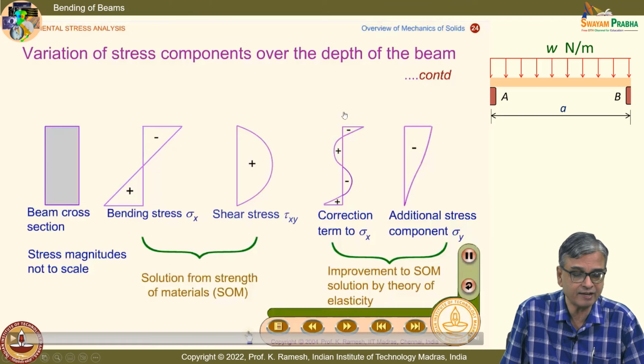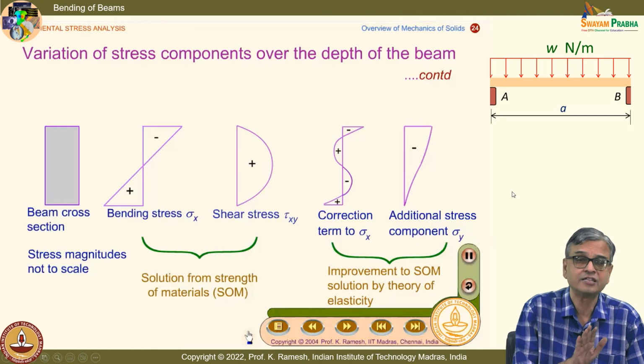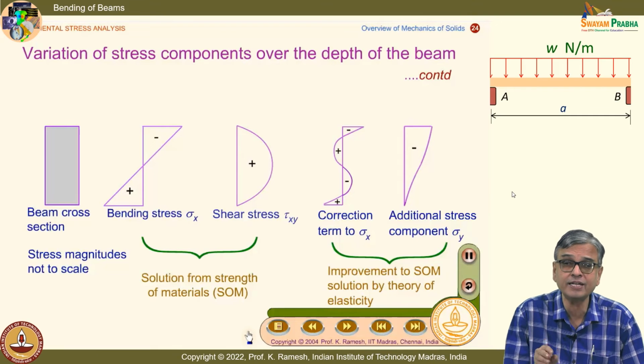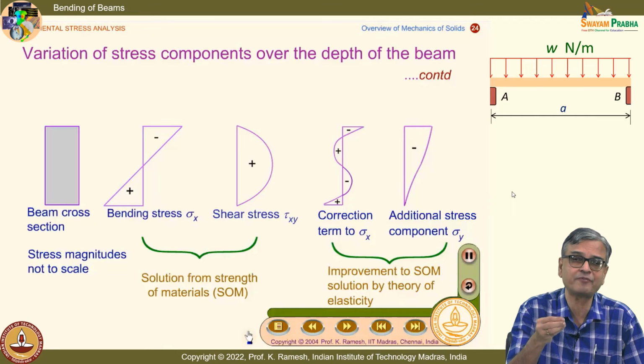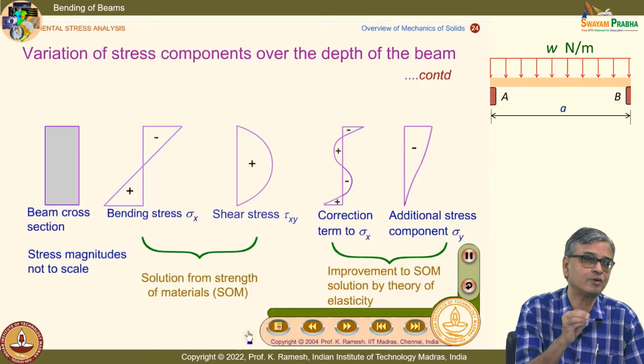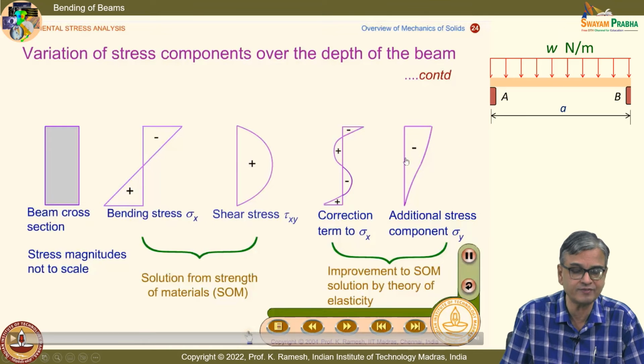And here again I want to caution you that this is not drawn to scale. None of these quantities are drawn to scale. The focus is only to show the variation, shape of variation. To accentuate the appreciation of shape of variation, it is drawn big. If you draw it in real scale, they will appear very small. All these three quantities will appear very, very small.